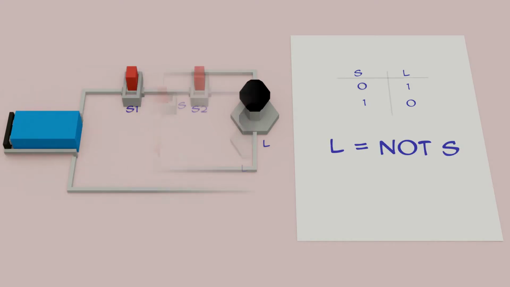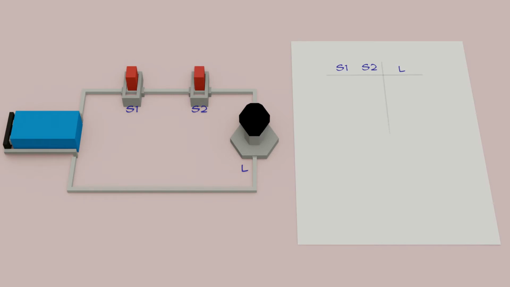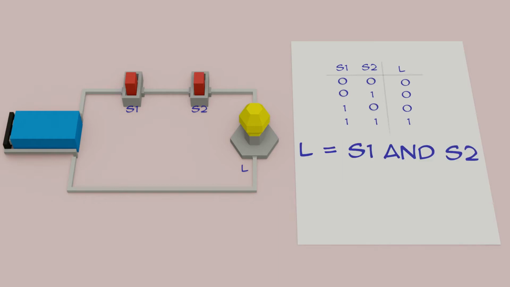The second circuit has two switches, S1 and S2, connected in series. Starting with both switches open, which will take the value 0, let's see what happens for different open and closed states. With both switches open, the lamp is off. With S1 open and S2 closed, the lamp is off. And as you might expect, with S1 closed and S2 open, the lamp is off as well. Finally, with both switches closed, the lamp goes on. So in this circuit, the lamp will only be on when both S1 and S2 are closed. In other words, L equals 1 when S1 equals 1 and S2 equals 1. This can be abbreviated to the expression L equals S1 and S2.